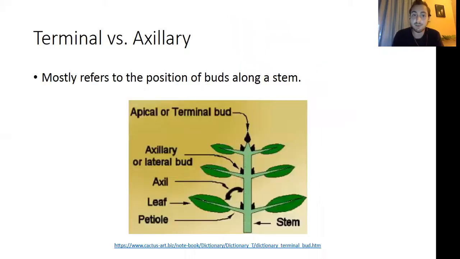Again, like I said before, we were going to discuss terminal versus axillary, and it really just refers to the position of the buds along the stem. Terminal buds, also referred to as apical buds because they're at the apex of a stem, are at the end of a twig. Axillary buds occur at a leaf node, so it's in that gap between the leaf stem and the actual woody stem. That's the axil, so that bud would be an axillary bud. Make sure that you can see that on your twigs.